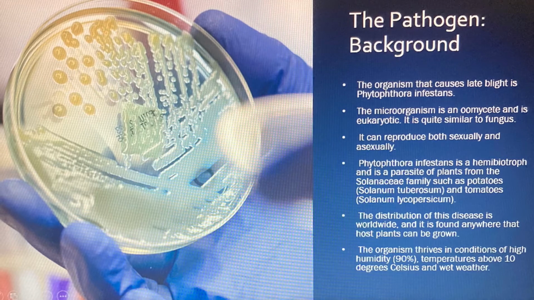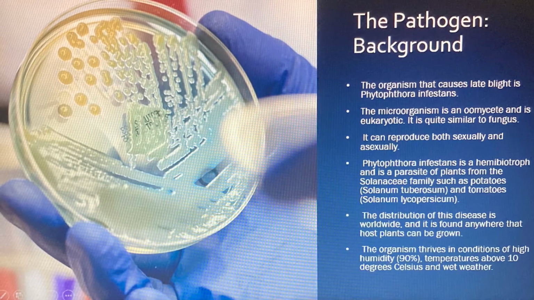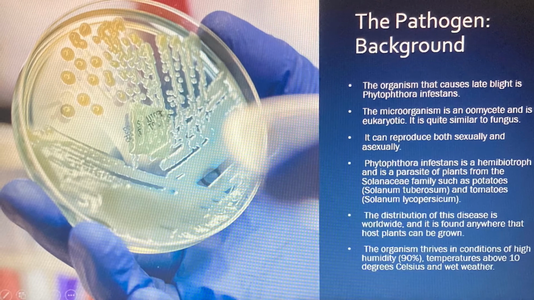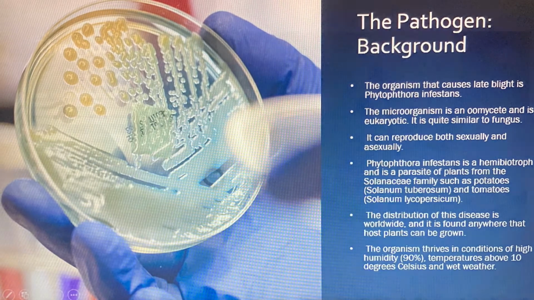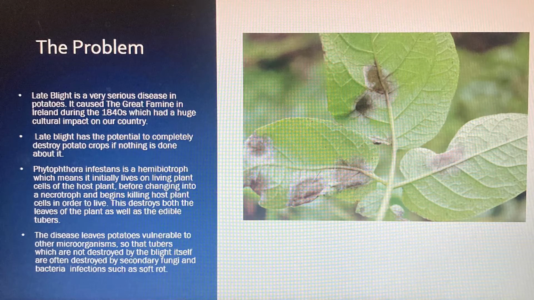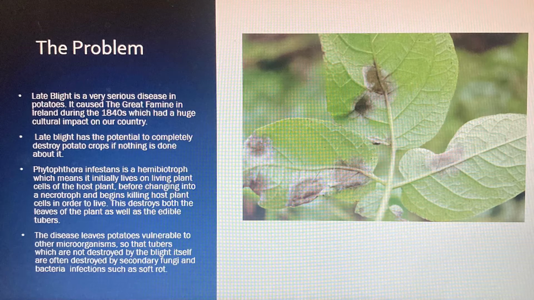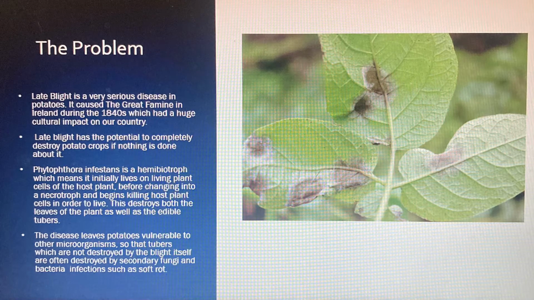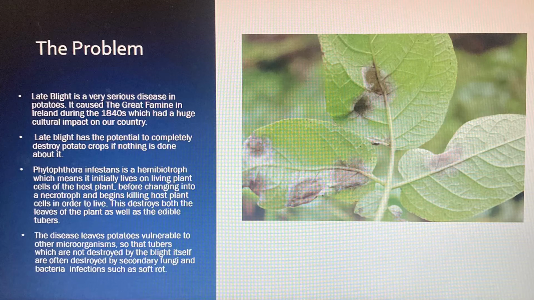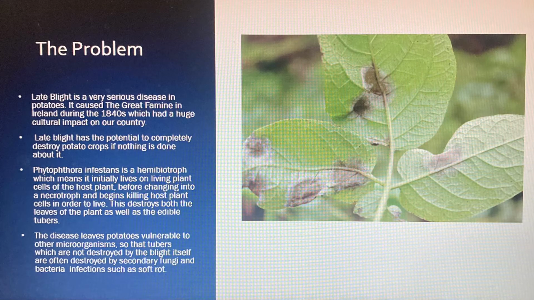The distribution of the disease is worldwide, and it thrives in high humidity, temperatures above 10 degrees, and wet weather. So the pathogen is a big problem because late blight is a very serious disease in potatoes. It even caused the Great Famine in Ireland during the 1800s. Late blight has the potential to completely destroy potato crops if nothing is done about it.